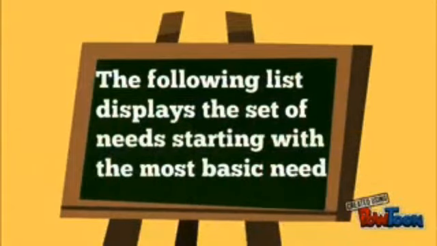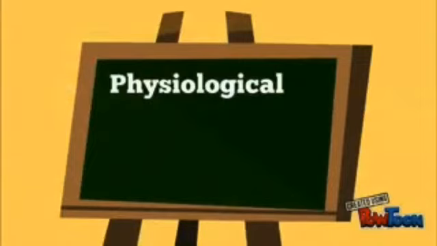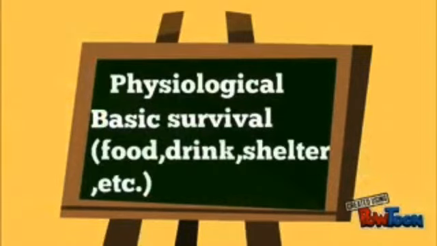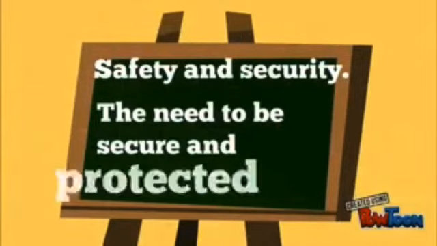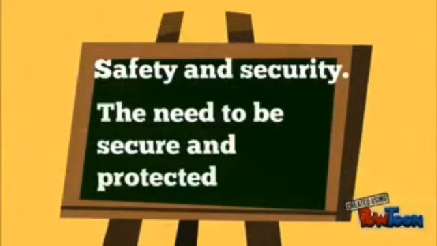First is physiological or basic survival, the food, drink, or shelter. According to Maslow's theory, consumers first seek value by satisfying the most basic needs. Safety and security, the need to be secure and protected. Once a person's physiological needs are relatively satisfied, their safety needs take precedence and dominate behavior. This level is more likely to be found in children as they generally have greater need to feel safe.